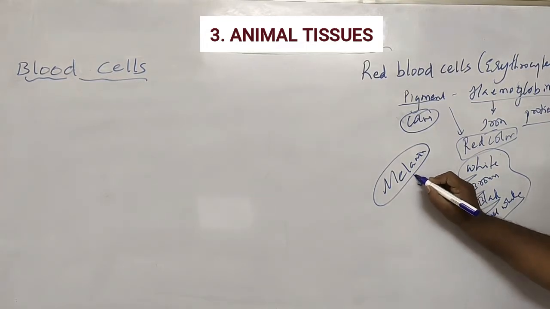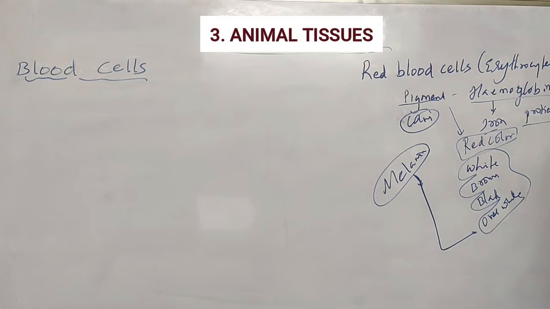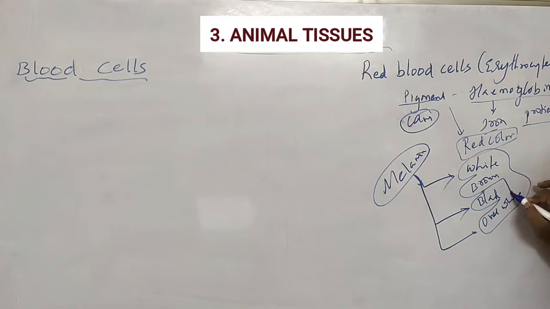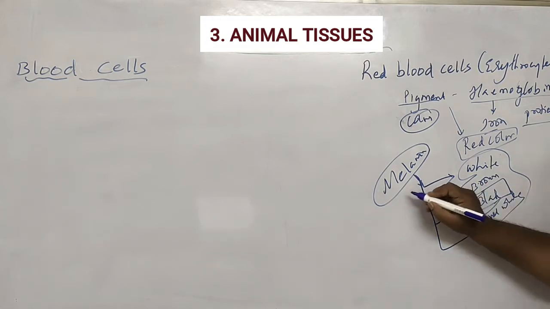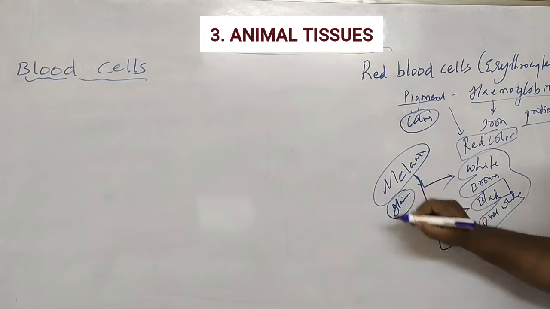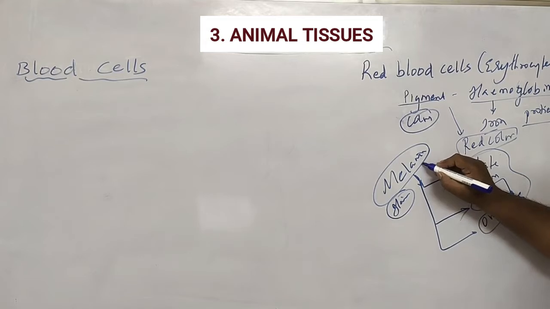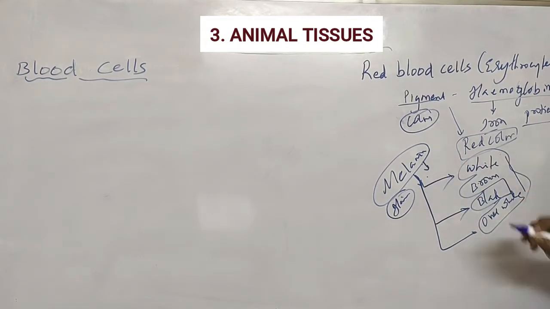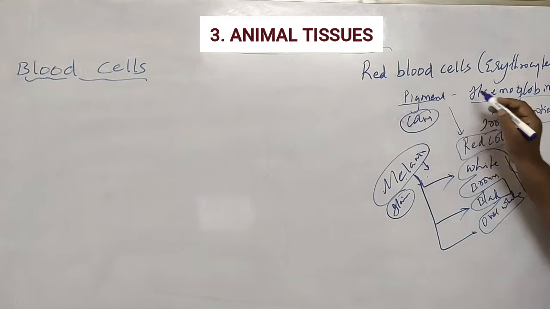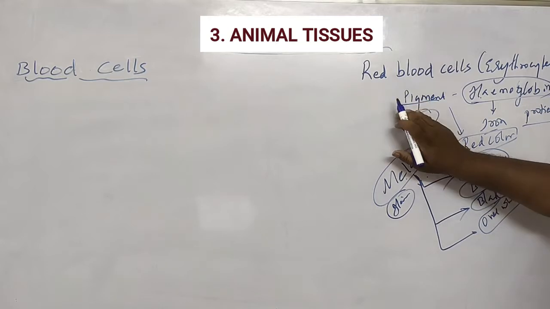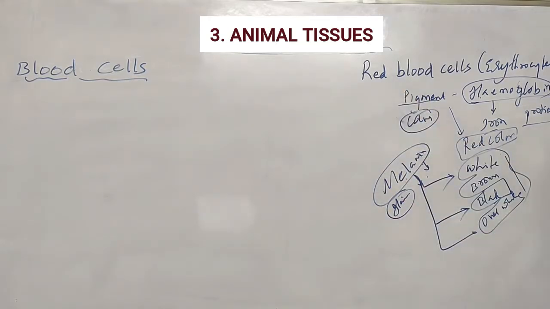The percentage of melanin present in our body determines our color. If very little melanin is present, you will be very white. If a little more than this, you will be white in color. If more and more melanin is present in the body, then it will be black in color. This is applicable to our hair also. So melanin is a pigment which determines the color, and hemoglobin is also a pigment, and because it determines the color of the blood, the blood is red in color.